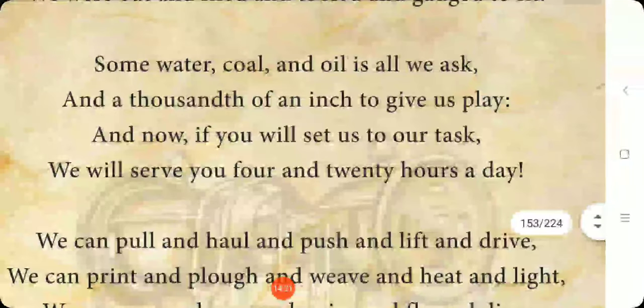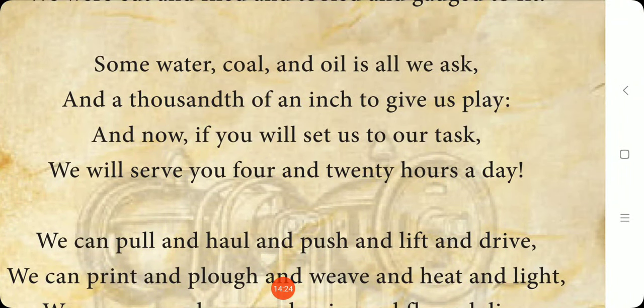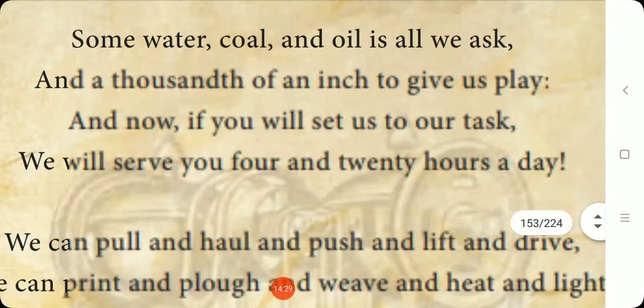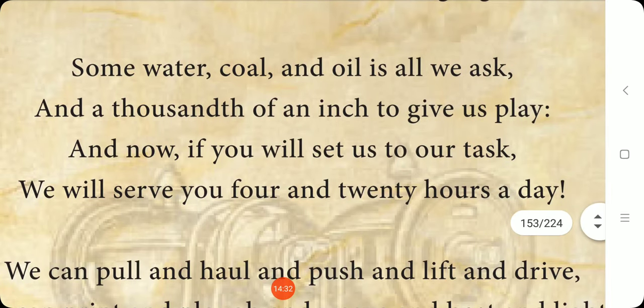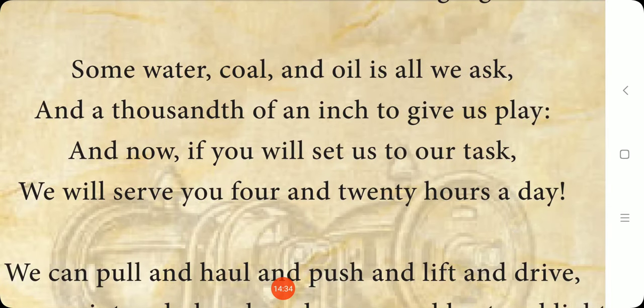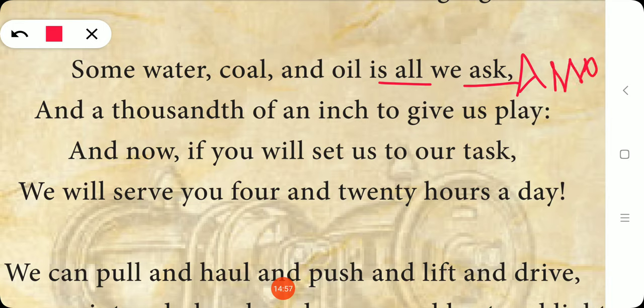So now let us go for the second stanza. Some water, coal and oil is all we ask, and a thousandth of an inch to give us play. And now if you will set us to our task, we will serve you four and twenty hours a day. So what are all the figures of speech in the second stanza? Some water, coal and oil is all we ask. So already we have seen, "all" and "ask". In this, the vowel sound A is repeated, so it is an example for assonance, right?